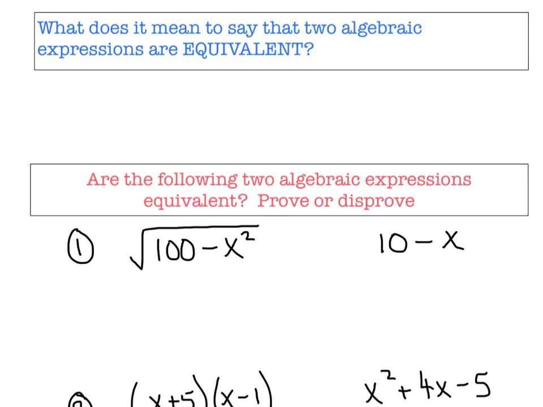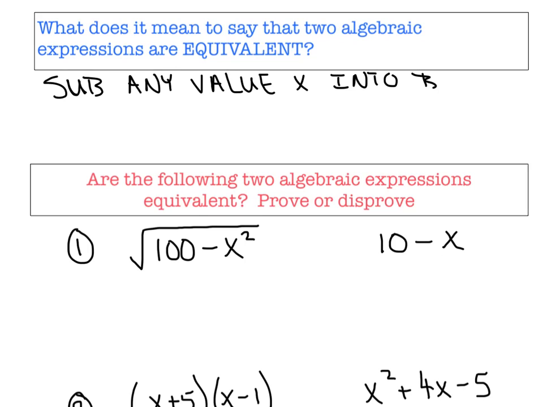This is one of my favorite questions of the year right here, and I think it's going to be the foundation for a lot of things we do from now till June. What does it mean to say that two algebraic expressions are equivalent? The word equivalence is absolutely one of my favorite words. So here's how we're going to go about it. We're going to say, if you could substitute any value for x into both expressions.